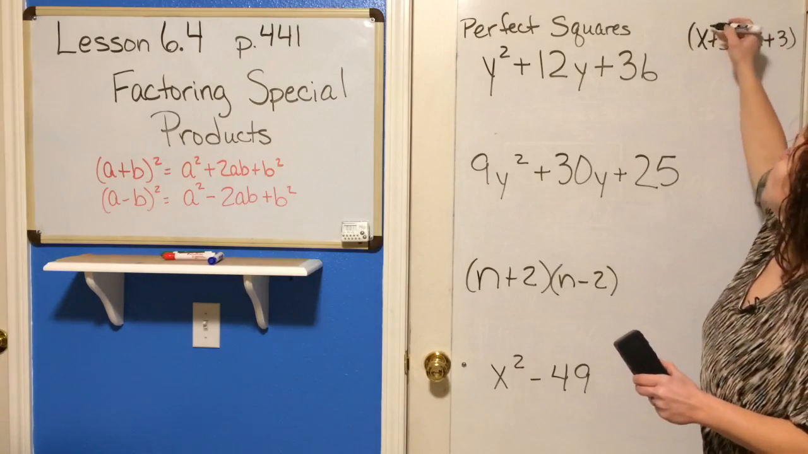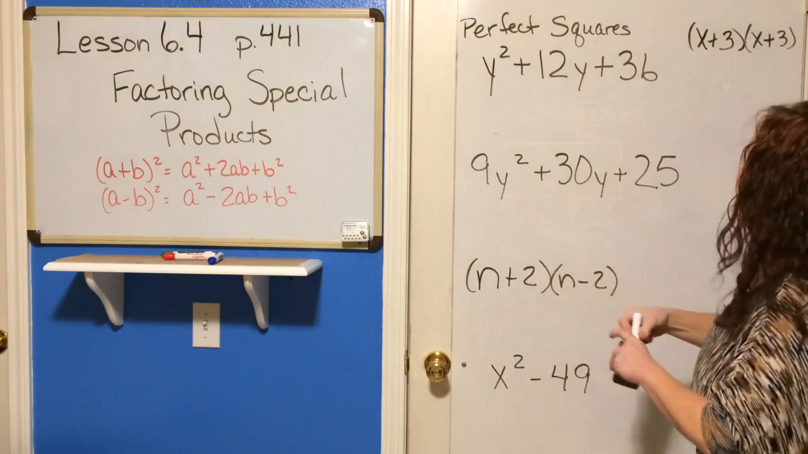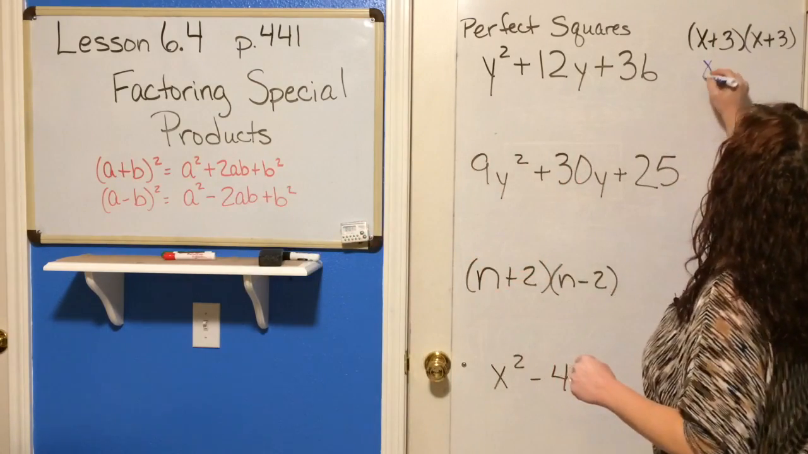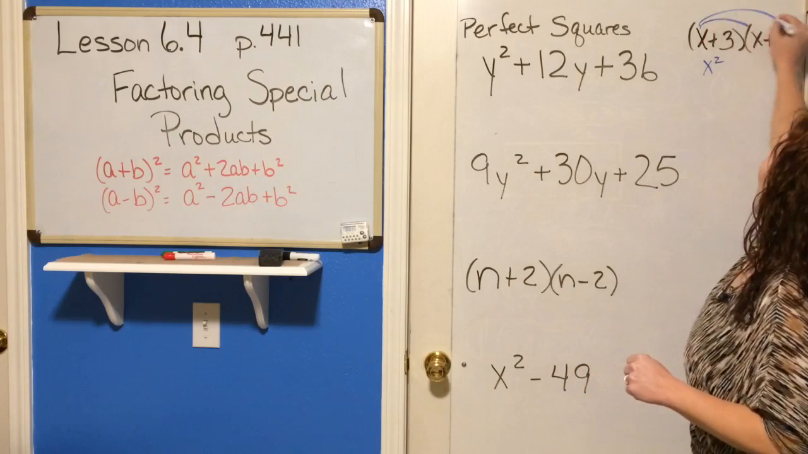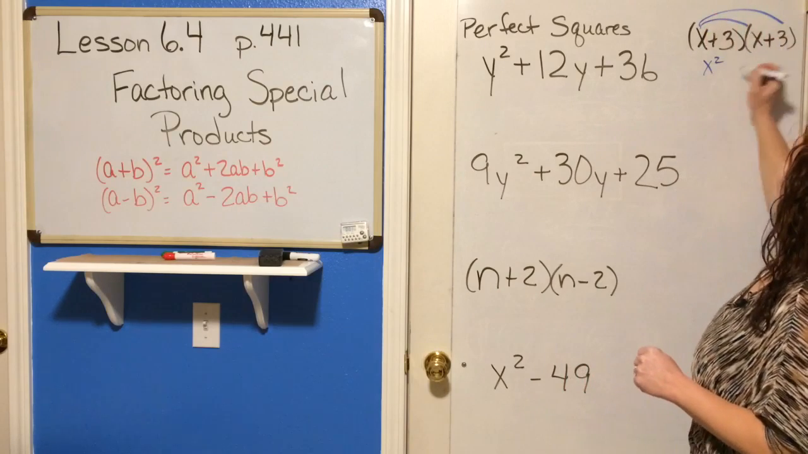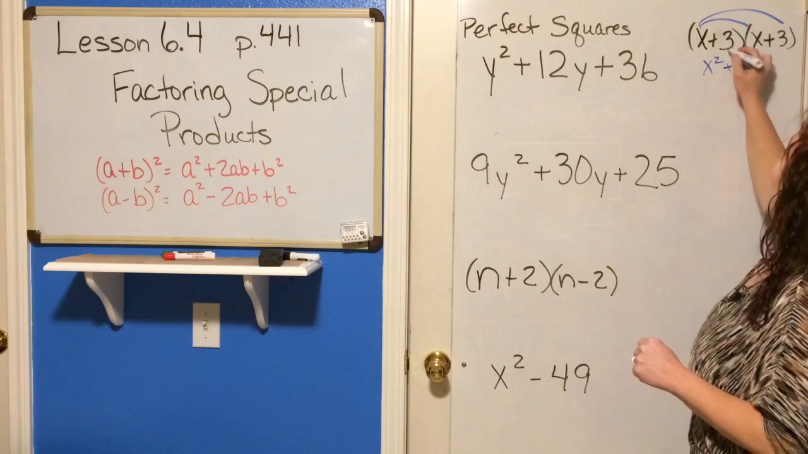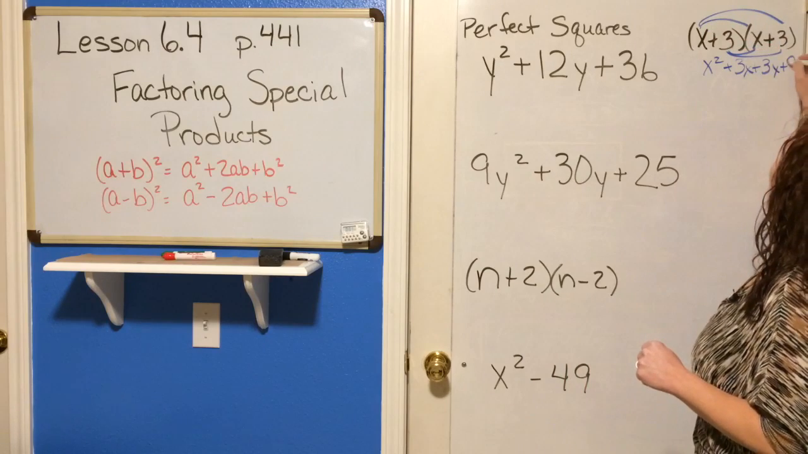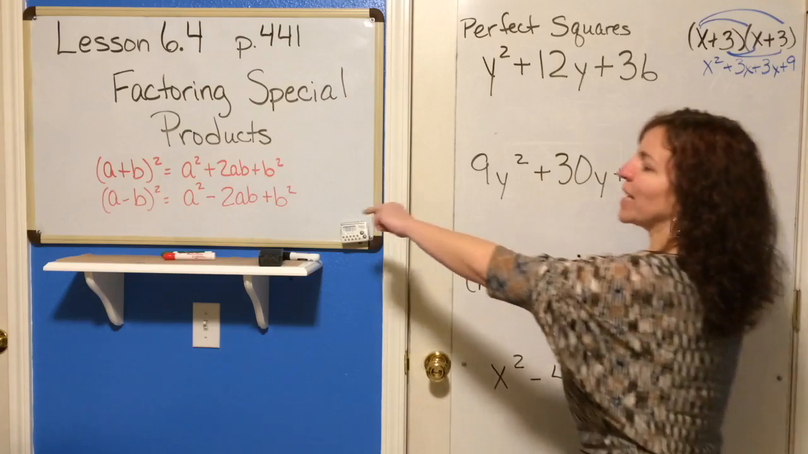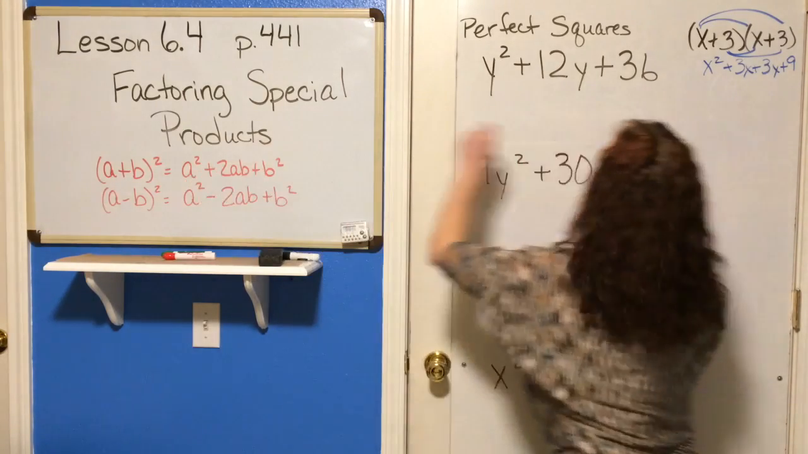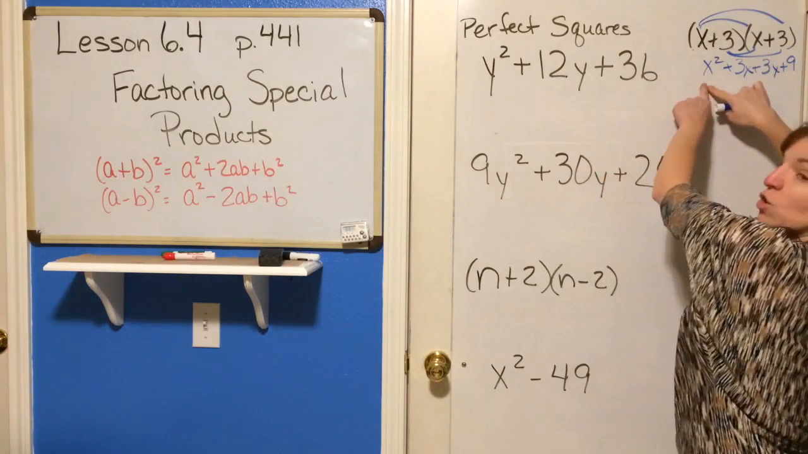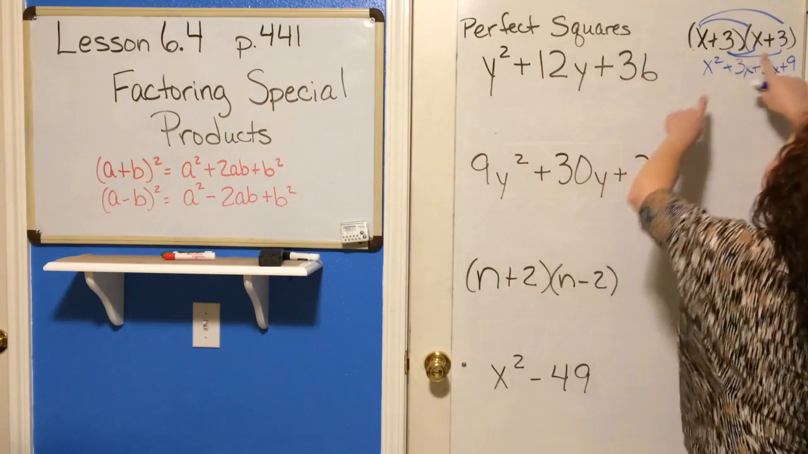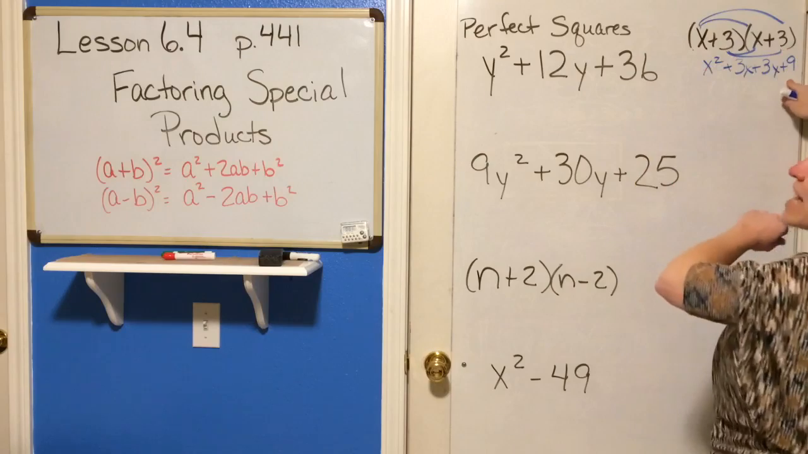When you do your FOIL, you're going to multiply the x times x, and that's where the x squared comes from. And then your outside and your inside is 3x, and your inside is also 3x. And your last terms are 9. So that's where we get the a squared is that first term squared, so that's where your x squared comes in. Your b squared is your last term squared, so 3 times 3 is 9.